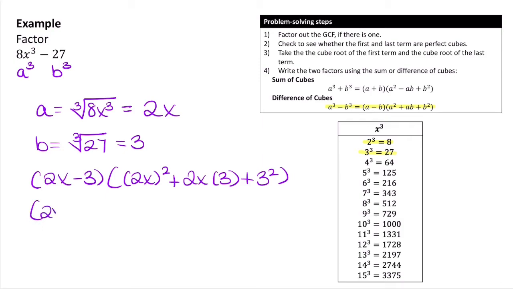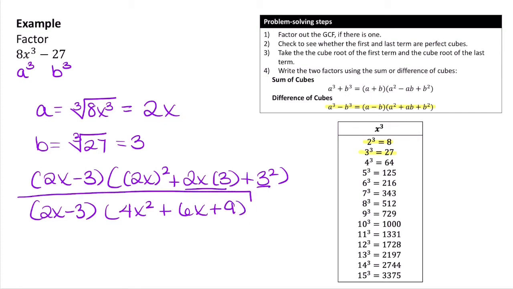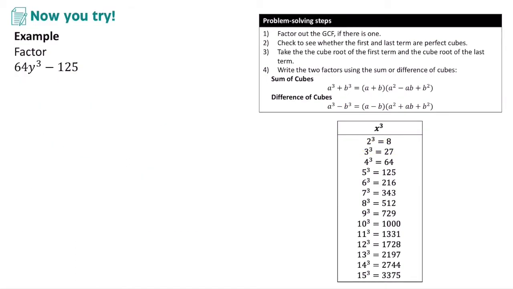So that's going to be 2x minus 3 times 2x squared is going to be 4x squared plus 2x times 3 is 6x plus 3 squared, which is 9. So that is going to be our factored expression. So now you can go ahead and pause the video and try doing this example on your own.